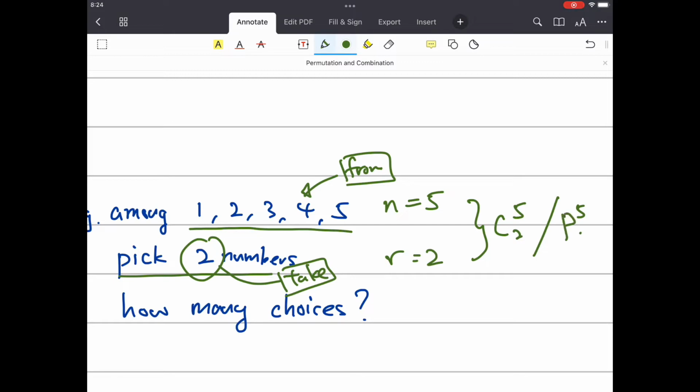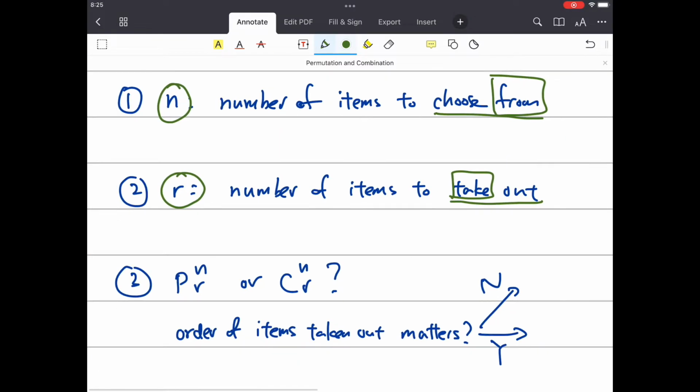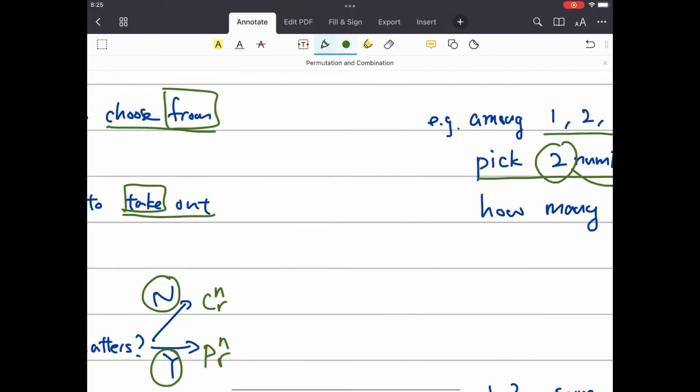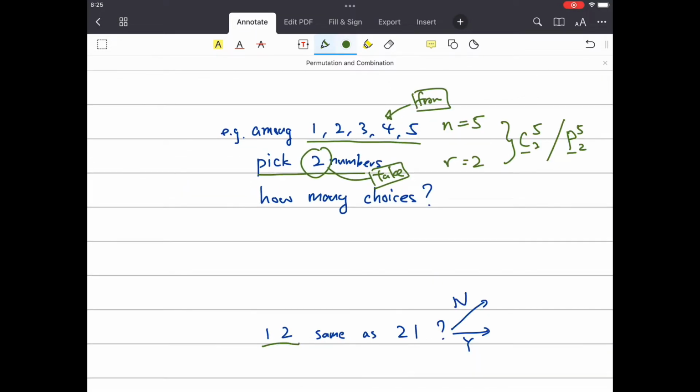So it is C or P. We need to consider the third factor. The third factor is whether the order of the outcomes matters. If it is no, then it is nCr. If it is yes, then it is nPr. For this case, the question is whether 1, 2 and 2, 1 are the same results to you. If we just need 2 numbers, 1 and 2, then it is a no, so we use 5C2. But if we are considering 2 numbers, 12 is then different from 21, so we should use 5P2.